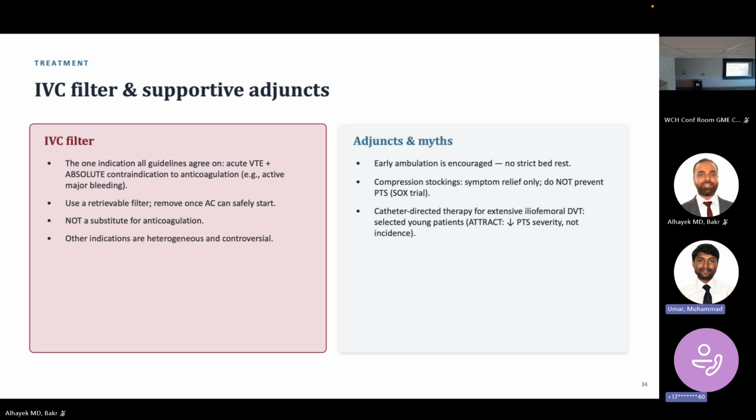All right, IVC filter. 2 things I think everyone needs to know about. It's not made to stay forever.